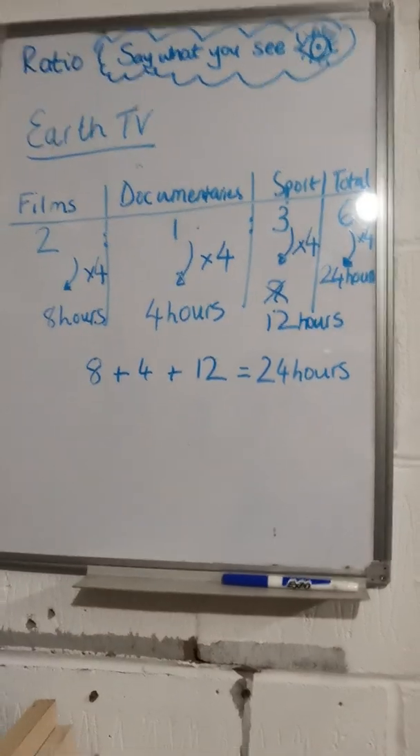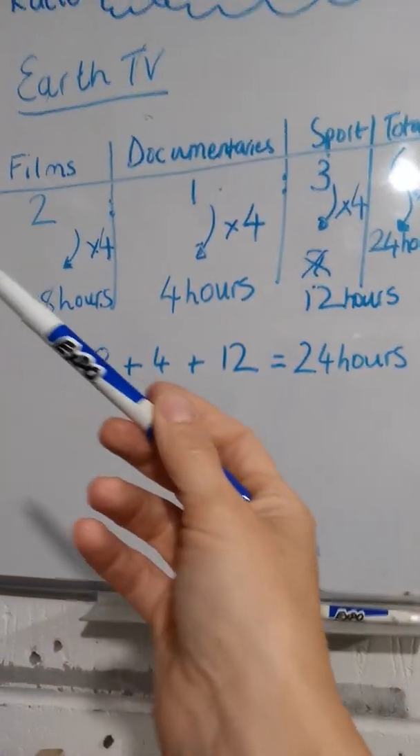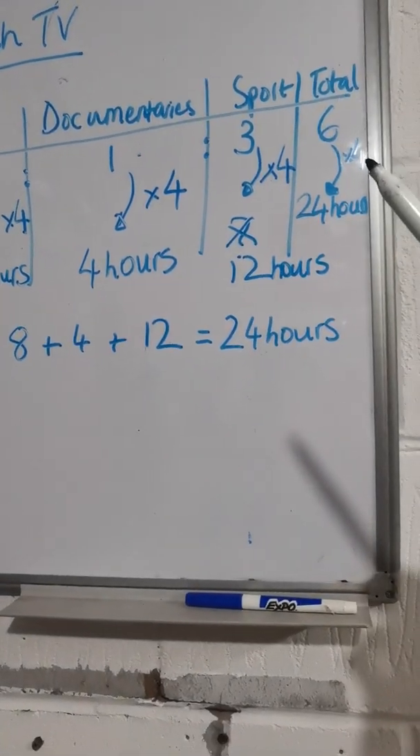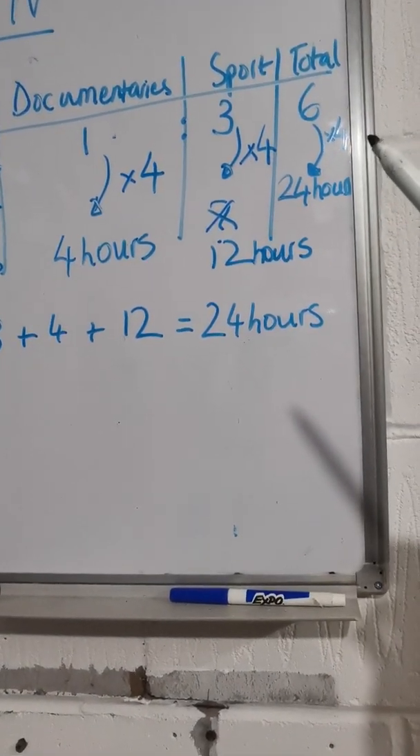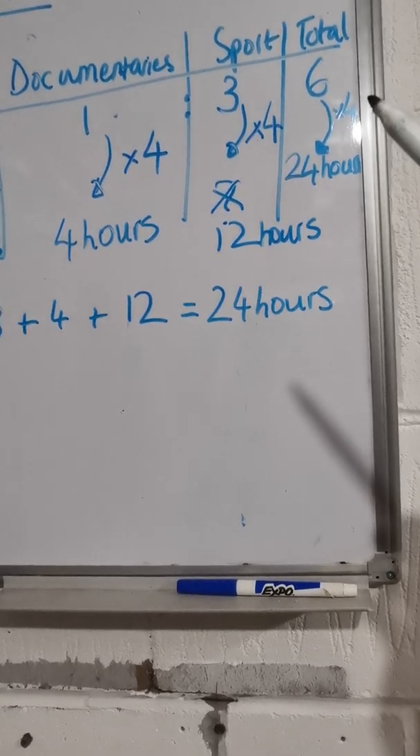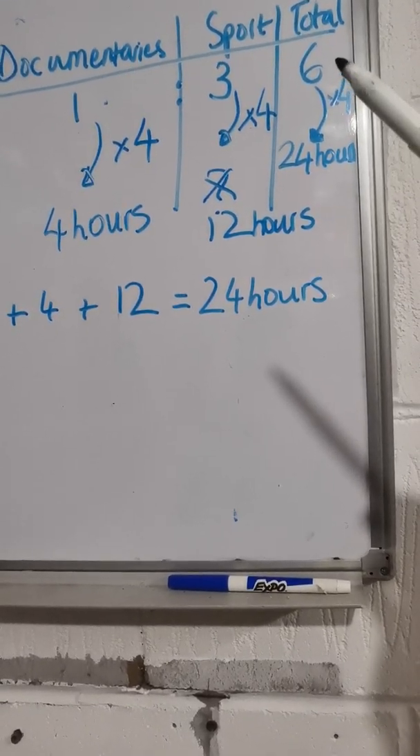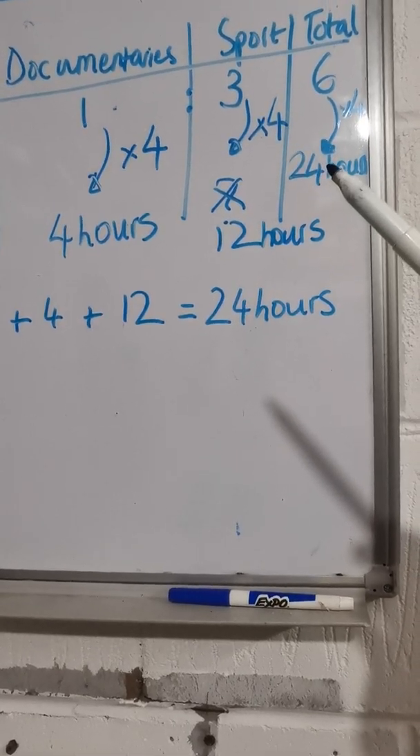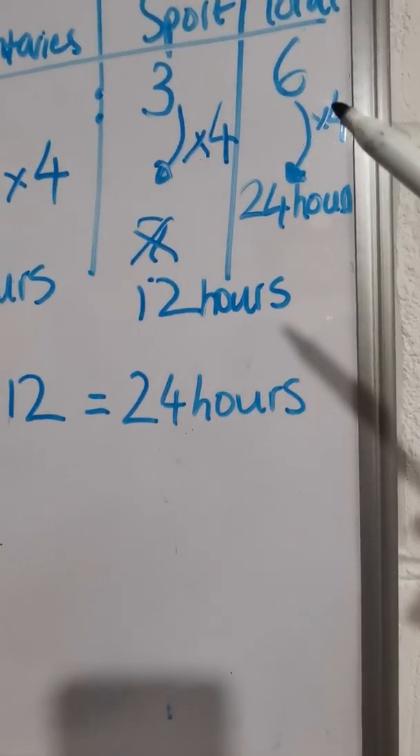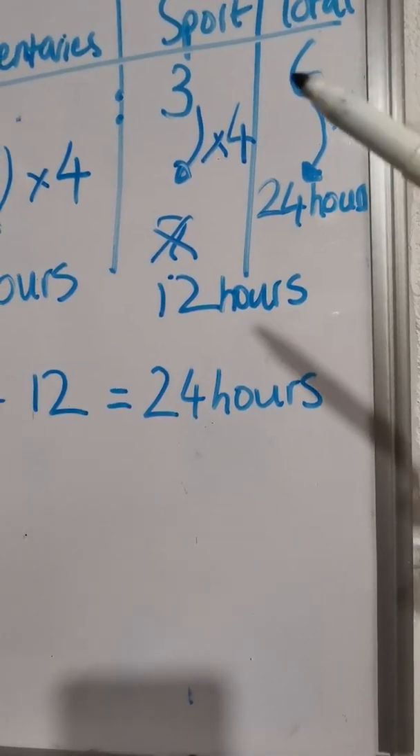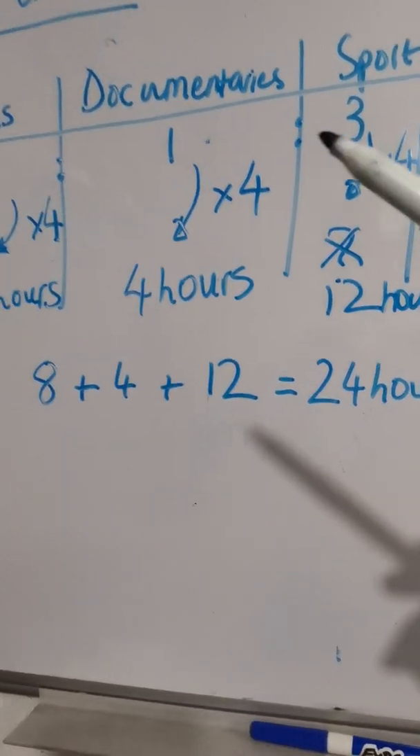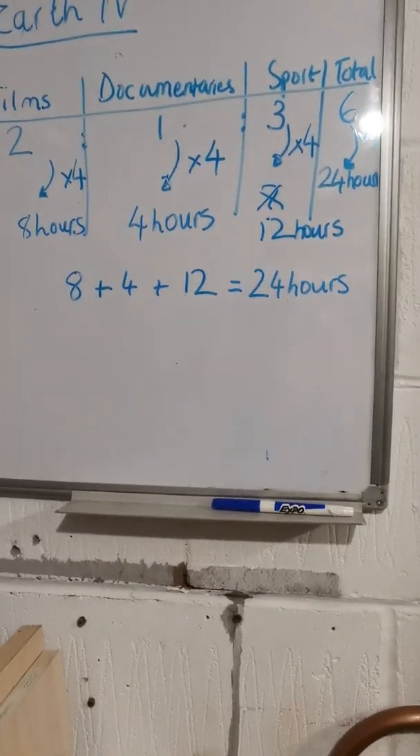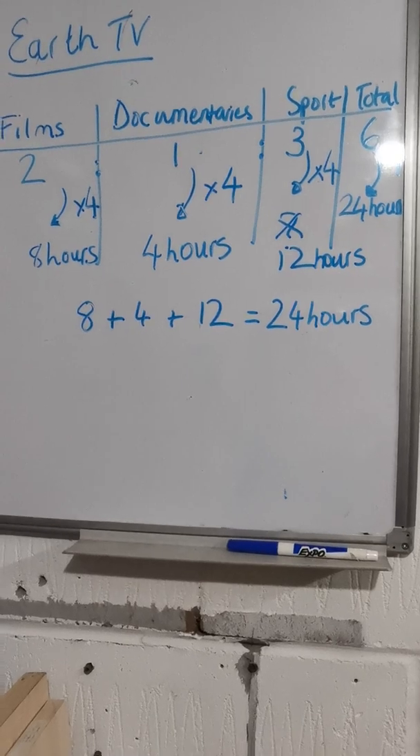So can you see that by using that ratio 2 to 1 to 3, we work out the total of our ratio. We then work out what is the relationship between that initial ratio and the total number that you are given in hours, and think about what is that multiplier. Whatever that multiplier is, we then repeat with each of the columns to work out our hours. We then add them up to check we are correct.